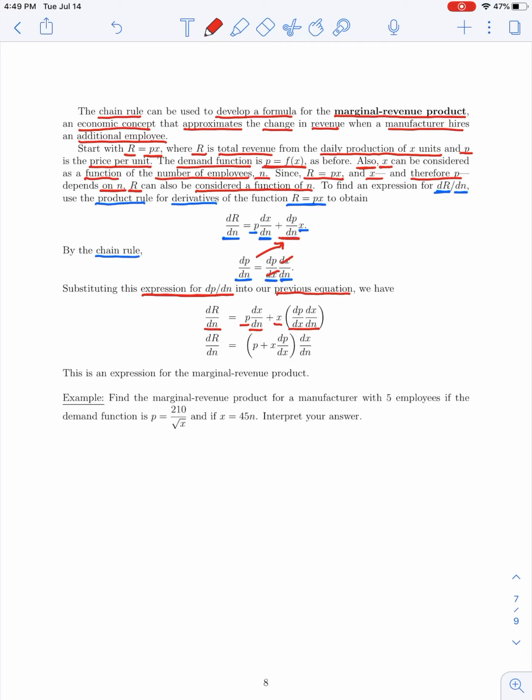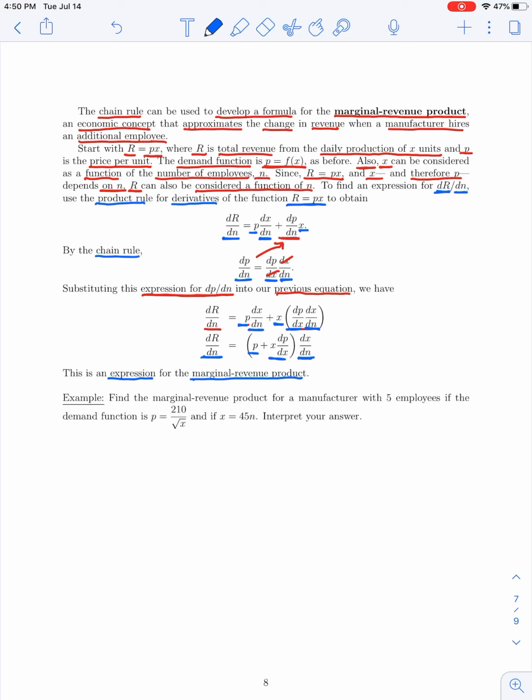So from this expression, we see that there is a common factor of the derivative of x with respect to n. So if we factor that expression out, we are left with p plus x times the derivative of p with respect to x. Now this expression which we've just found, which is the derivative of revenue with respect to the number of employees, is referred to as the marginal revenue product.